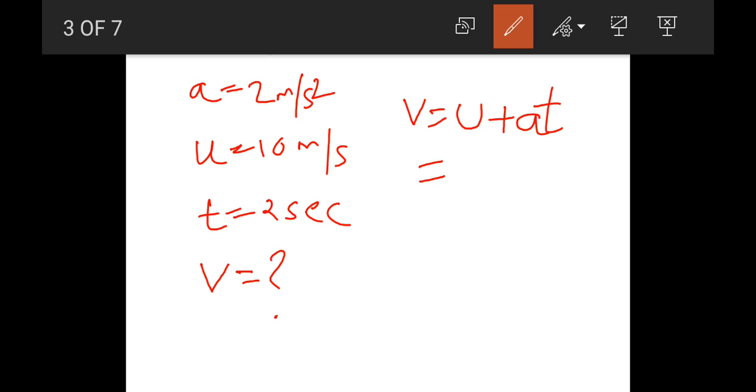Right. Now it is simple. Simply put these numbers in this equation. Instead of U I will write 10, instead of A I will write 2, instead of T I will write 2. When you solve this, 10 plus 4, 14 meter per second is your answer. Easy? Okay, let's move to the next one.